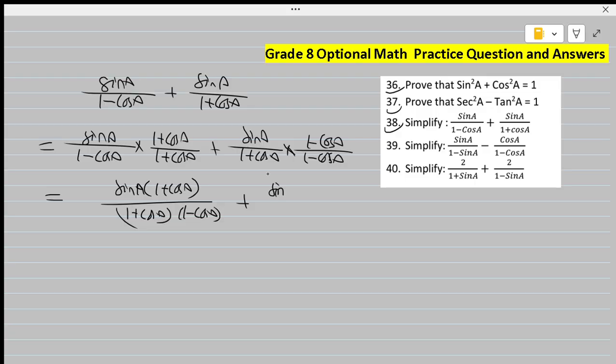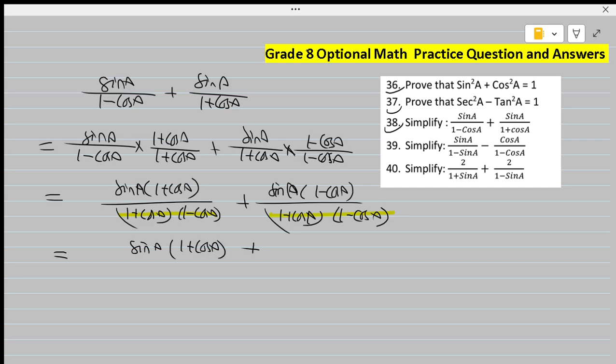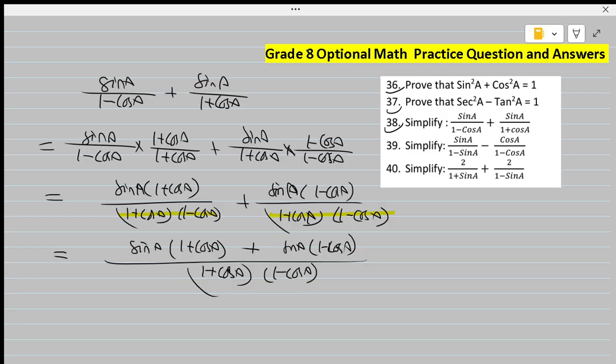and sin A into 1 minus cos A by 1 plus cos A into 1 minus cos A, is it? And after that we are getting both denominators the same, is it? And now we write whatever is in the numerator: sin A into 1 plus cos A plus sin A into 1 minus cos A, and then the denominator 1 plus cos A into 1 minus cos A, is it? So let's open the bracket now.